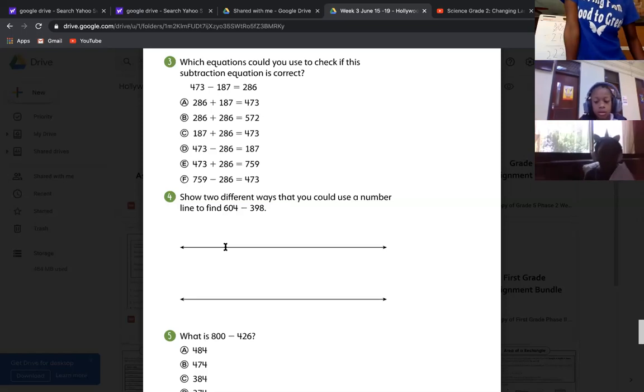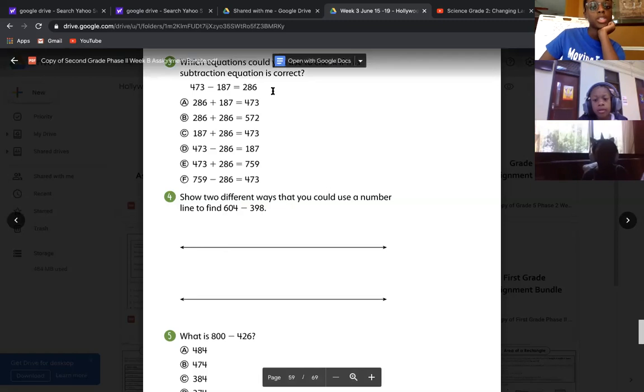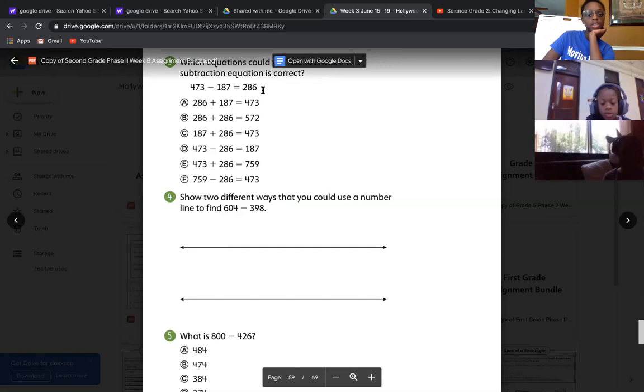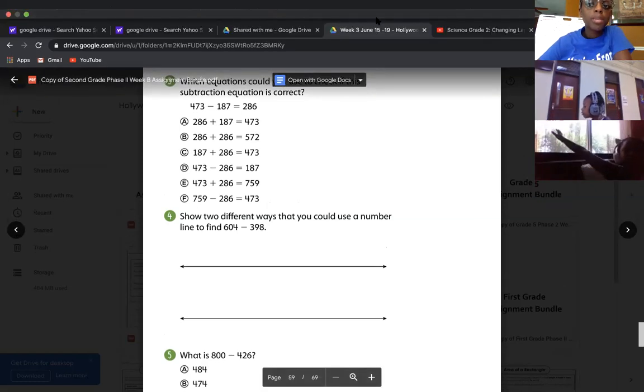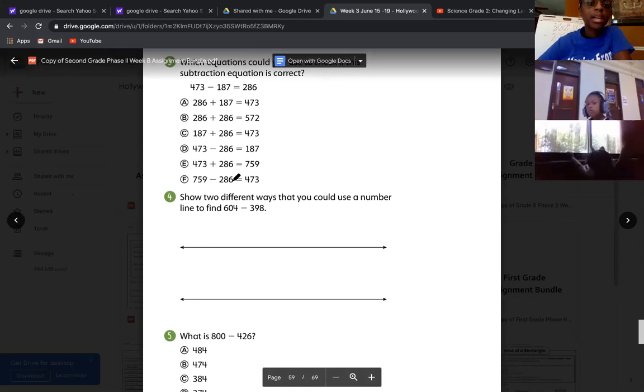The first one says, which equation could you use to check if the subtraction equation is correct? So our subtraction problem is 473 minus 187 equals 286. And we're trying to figure out which one of these could help us solve to make sure that our answer is correct. Remember that whenever we want to know if an answer is right, we can go back and add them. Well, we already know we can use process of elimination to help us eliminate some of the stuff we know isn't right. Like the answer nowhere tells us that 759 is in there. So anything that has 759, we can automatically cross out.